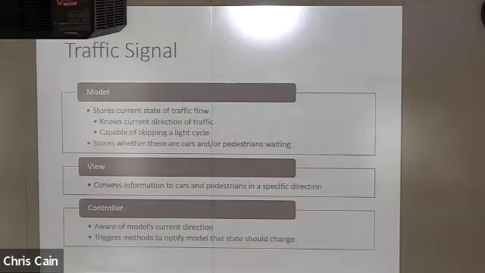So if we were looking at what each of these components would actually be responsible for, the model would be storing things like the current state of the traffic flow. Which direction is the traffic currently flowing? Which lights are green, which lights are red? So it knows the current direction of traffic, and it's also capable of skipping a light cycle. If nobody is waiting to cross the other way, why would you turn the light that traffic is actually going through red so that nobody could go?